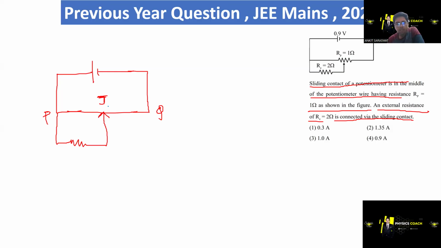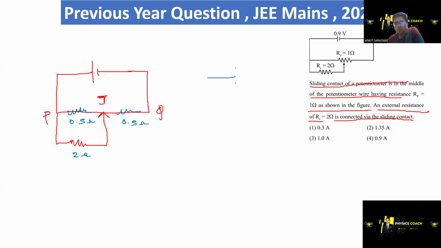So we found the balancing point at J. This entire length PQ is having the resistance 1 ohm. Then this small length has equal resistance, 0.5 ohm, 0.5 ohm. And this is 2 ohm. Since we found the balancing condition, it means that the potential across this 2 ohm resistance is the same as the potential across 0.5. They are in parallel.